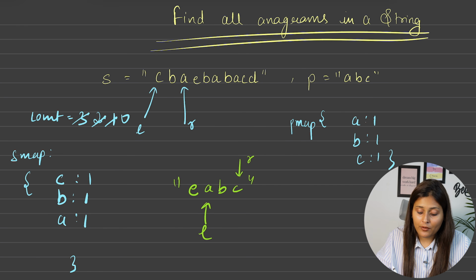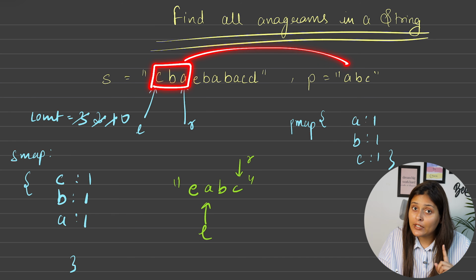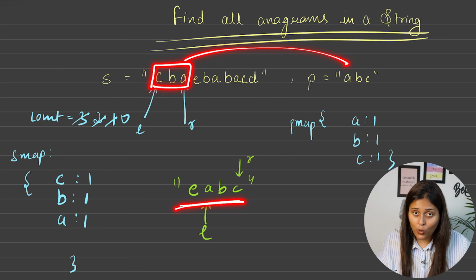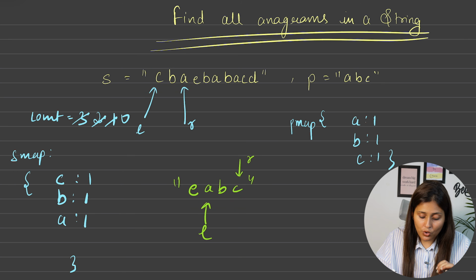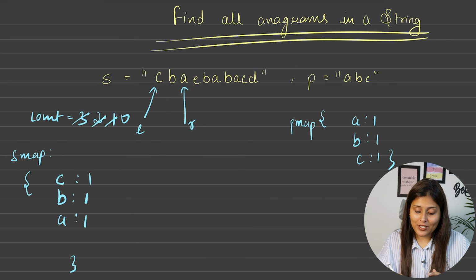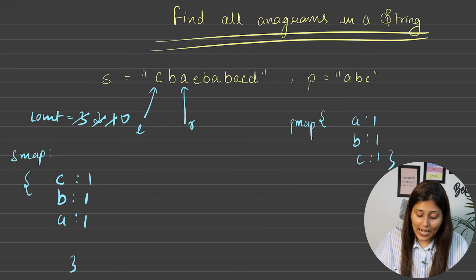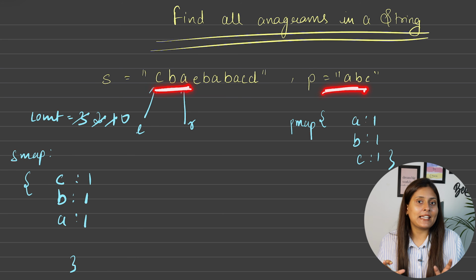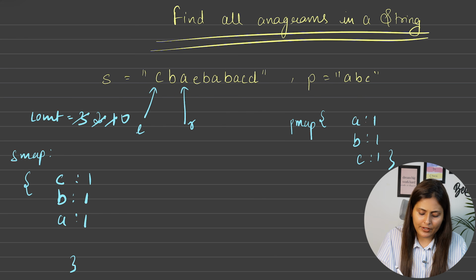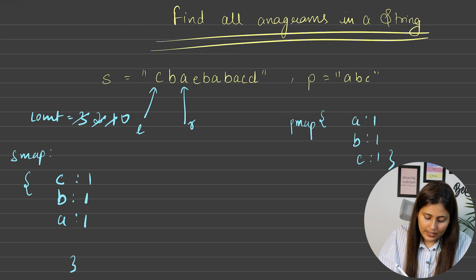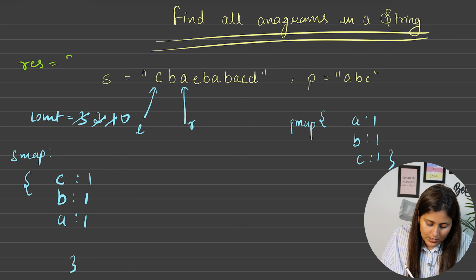But for what? Whenever the length is greater. In this case the length was exactly equal to P, so we need not shrink, but in the below case we have to shrink because the length is greater. I hope you are getting this. So basically we are moving the right pointer ahead to encounter the characters and to make this count 0. Whenever the count is 0 and the length is also equal to P, then we can say yes, this is a valid substring and we can store this left pointer in our resultant array. So resultant will store this 0.